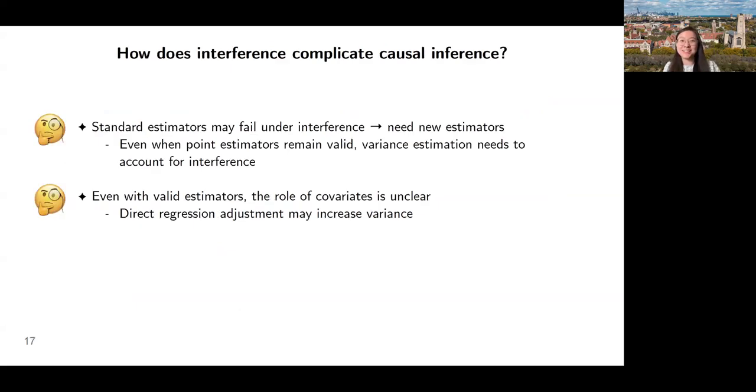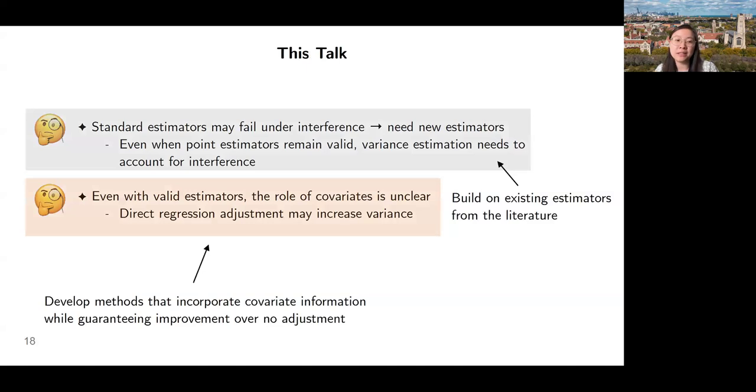So really, we've talked about two challenges in this interference world. The first is that standard estimators can fail under interference, and even after you adjust for that, the role of covariates is still unclear. It's not clear that you want to directly do regression adjustment to make use of the covariate information. Okay. So the goal of this talk is to address those challenges, and in particular we will focus mainly on the second challenge. For the first challenge, we will take methods from the existing literature that handle the estimation and the variance estimation problem under interference. We will build on some existing estimators from the literature, and this talk will focus on the second point, where we develop methods that incorporate covariate information. The key goal here is to guarantee improvement over no adjustment.